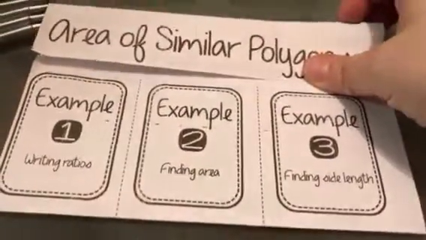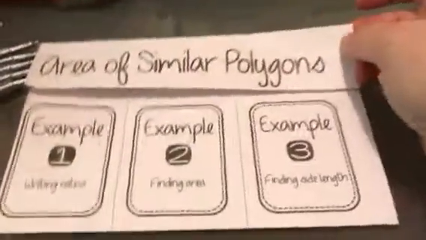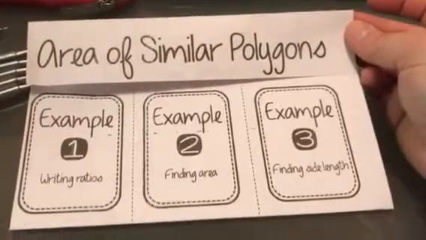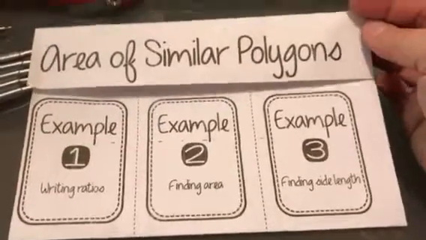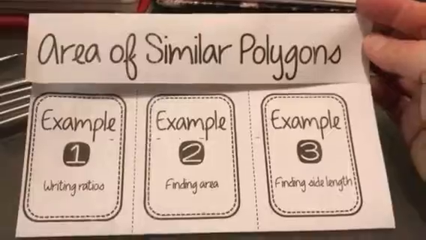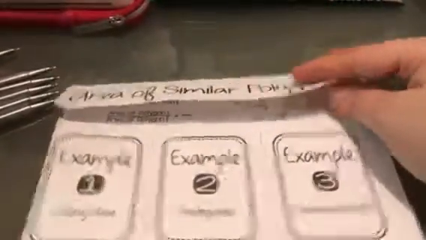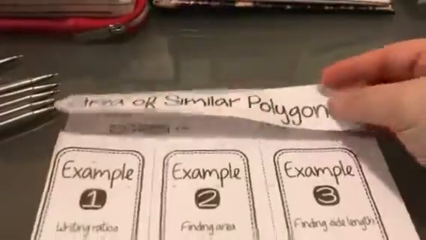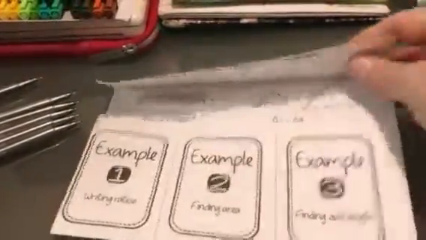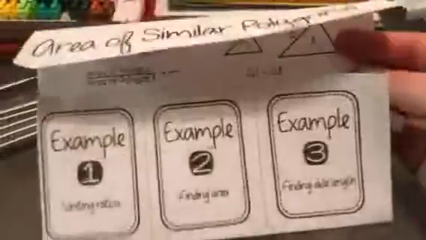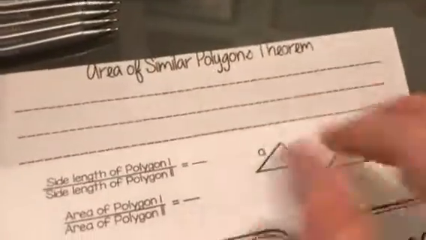Okay, so today is 11.5, area of similar polygons. So here is your foldable. It's just like yesterday's: you fold right here up to that line, and then you fold this part, okay? So hopefully this one will turn out better than yesterday. You can see it.